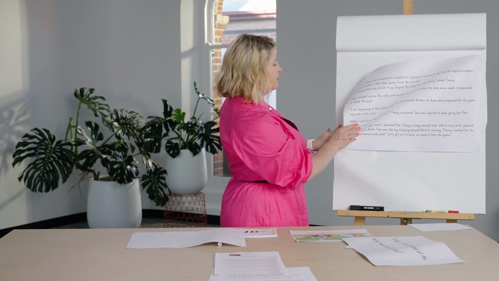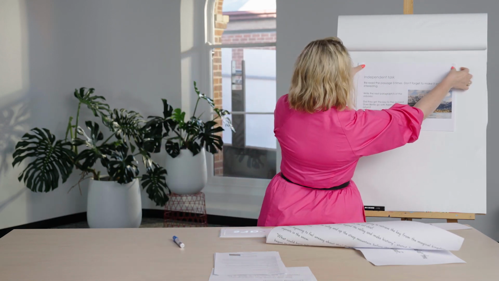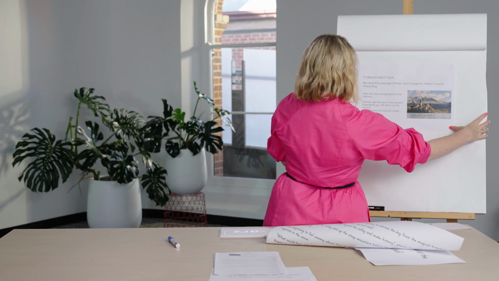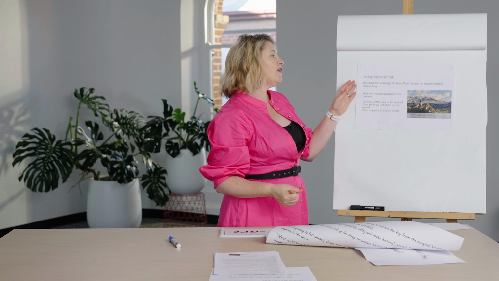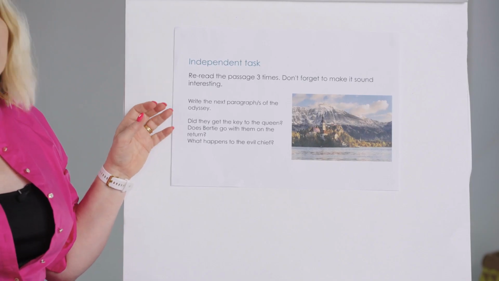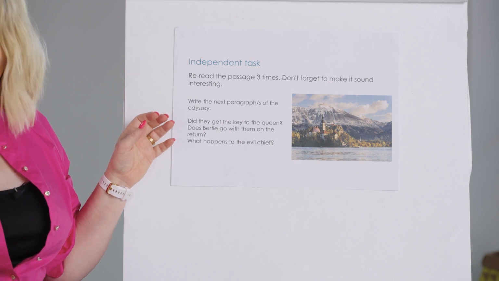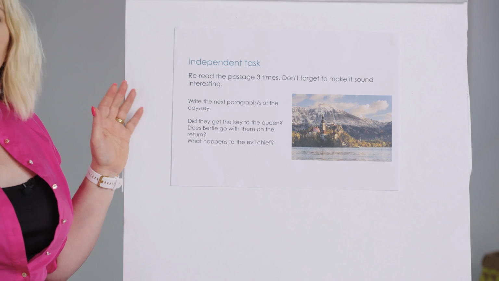Your independent activity is to continue the story in the Odyssey, I think. It is indeed, because it sounds like such an interesting story. We want you to continue it a little bit more. So reread the passage 3 times. Don't forget to make it sound interesting. The more you read it, the better you'll be able to read it and make it more interesting. And then write the next paragraph or 2 of the Odyssey.